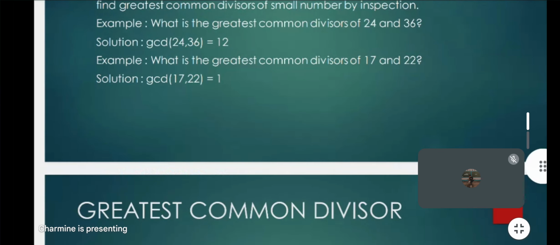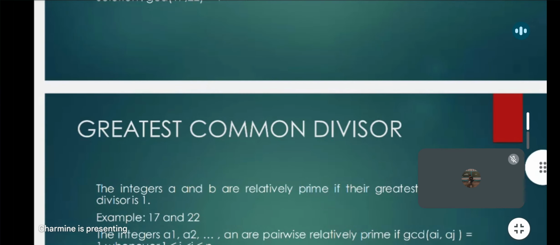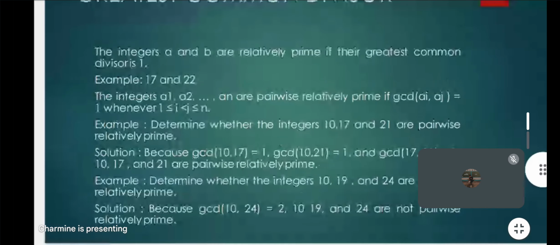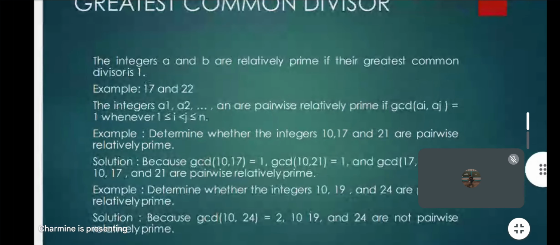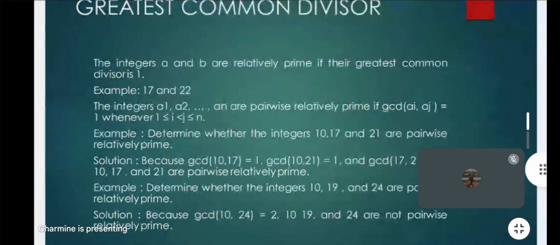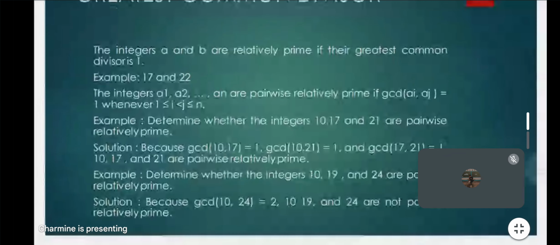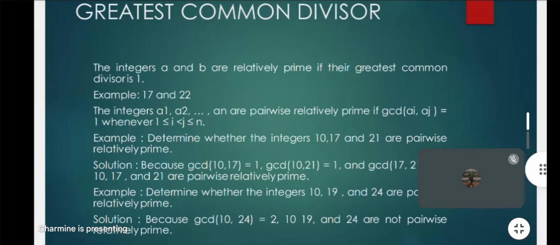Greatest common divisor. The integers a and b are relatively prime if their greatest common divisor is 1. Example: 17 and 22. The integers a1, a2, and so on, an are pairwise relatively prime if GCD of ai and aj is equal to 1 whenever 1 is less than or equal to i, and i is less than j, which is less than or equal to n.